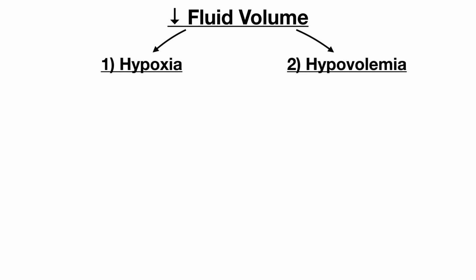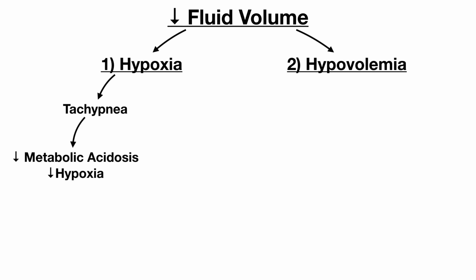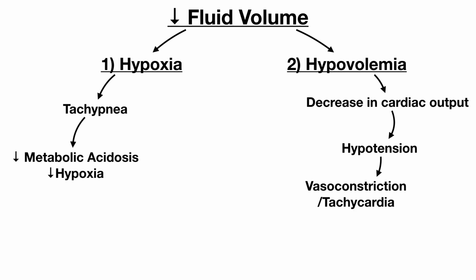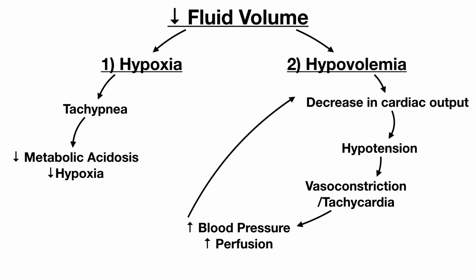When we talk about a decrease in fluid volume, this leads to two things. One, hypoxia, two, hypovolemia. Let's take a look at the hypoxia first. Hypoxia is going to lead to tachypnea, which is going to lead to a decrease in metabolic acidosis and a decrease in hypoxia. This is the body compensating for that decrease in fluid volume. Now, when we take a look at hypovolemia, there's going to be a decrease in cardiac output, which is going to lead to hypotension, which is going to lead to vasoconstriction and tachycardia as the body tries to compensate. As the body becomes tachycardic and starts vasoconstricting, that's going to increase the blood pressure and lead to an increase in perfusion. However, this is going to continue to decrease cardiac output, which ultimately completes the shock cycle.